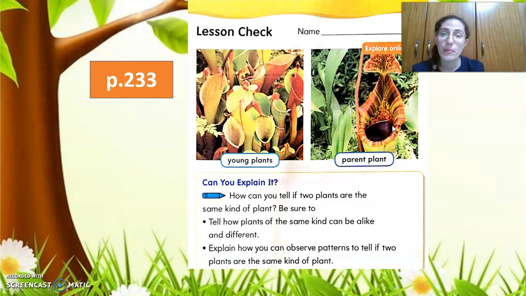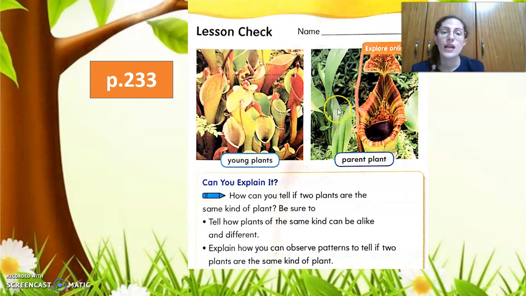But as we can observe carefully, also, and we listen up carefully, also, the young plant and the parent plant share the same shape of the flower, but they have different what? Different sizes, correct? They have different sizes. So in order to know if the plants are of the same kind, we have to observe carefully their parts. If they share the same parts, the same shape of the parts, it means they are what? Excellent, the same kind of plant.